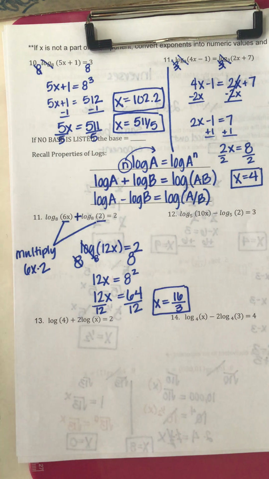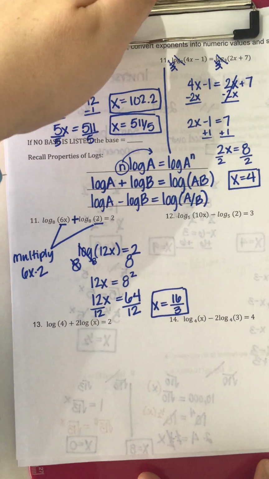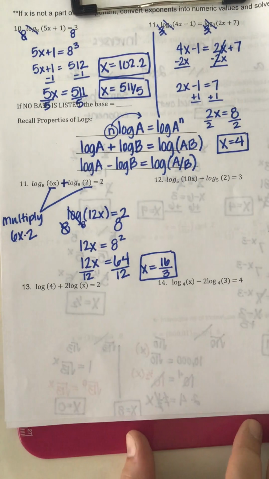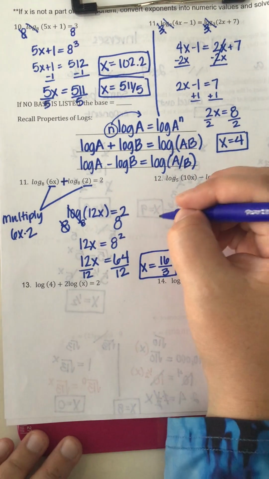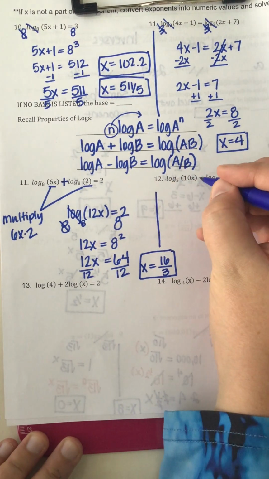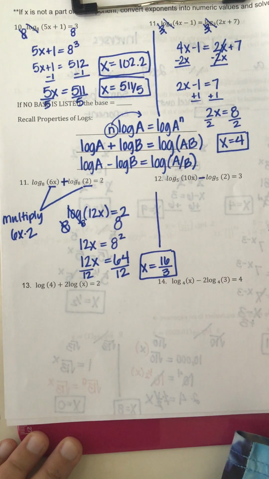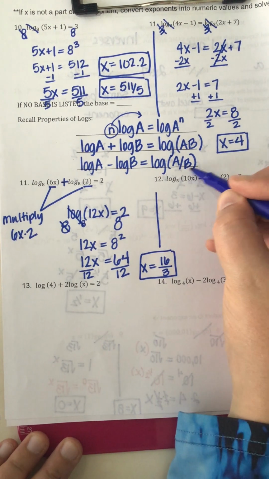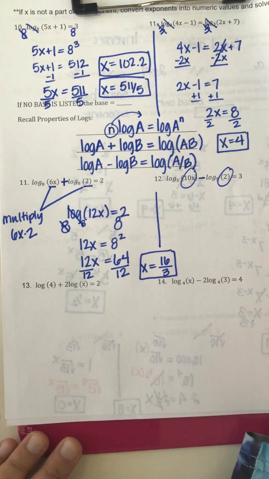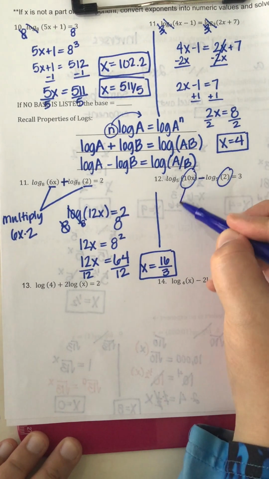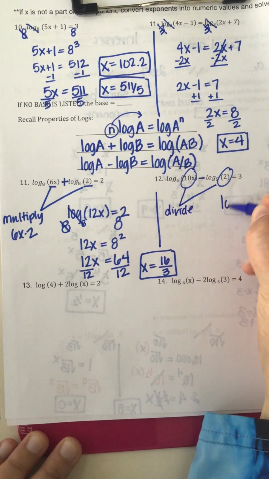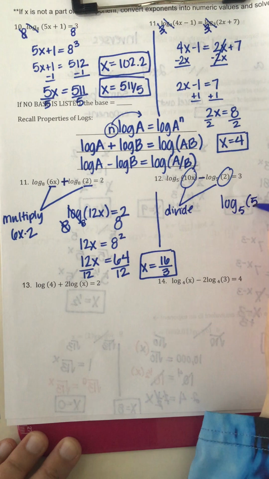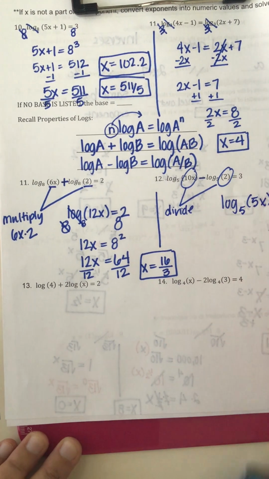Okay, take a look at number 12. I have 2 logs. That's no good. I can't cancel out 2 logs, so I have to combine them. How are they together right now, with addition or subtraction? Okay, they're currently subtracted. Then how am I going to combine them to be in the same log? So I'm going to do 10x divided by 2. What is 10x divided by 2? 5x. So it'll be log 5x equals 3.